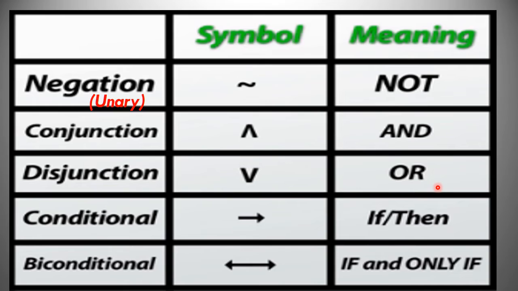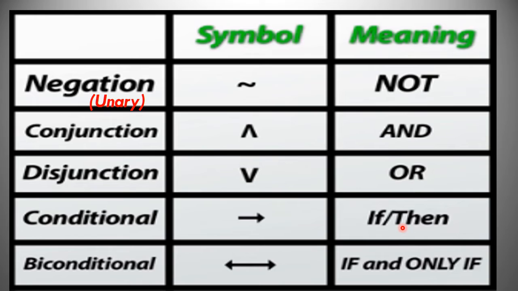Then we can say it is the disjunction of two statements P and Q. And symbolically we will refer to it with this. Conditional, biconditional. Conditional means the keyword is if, then.